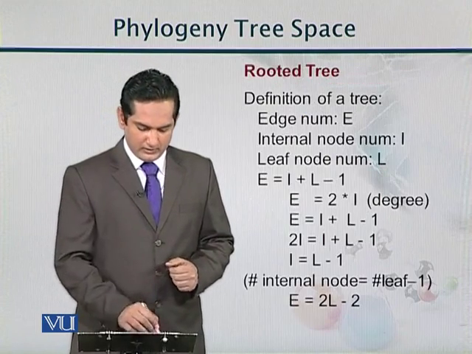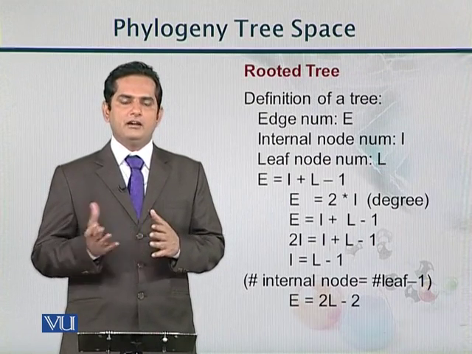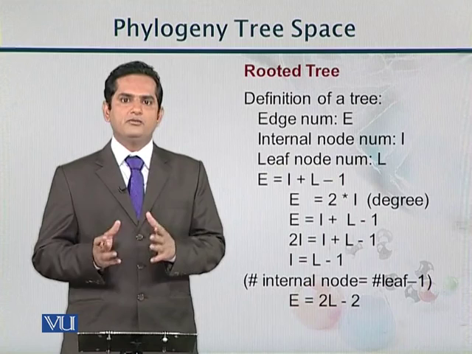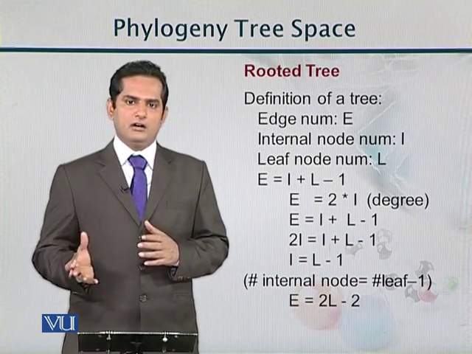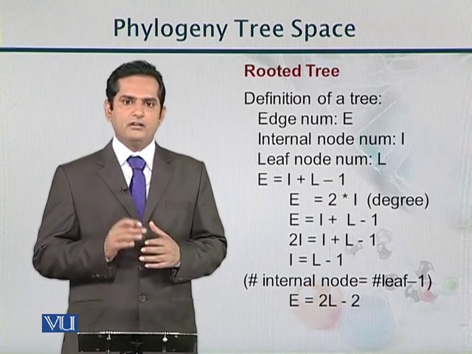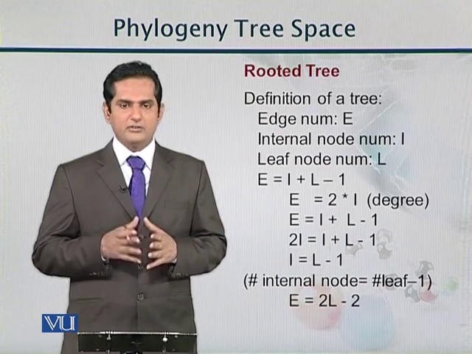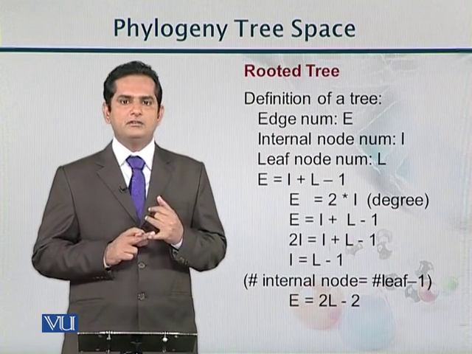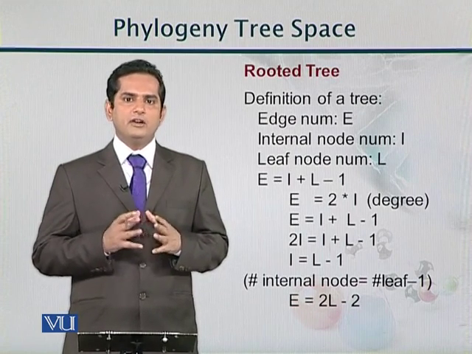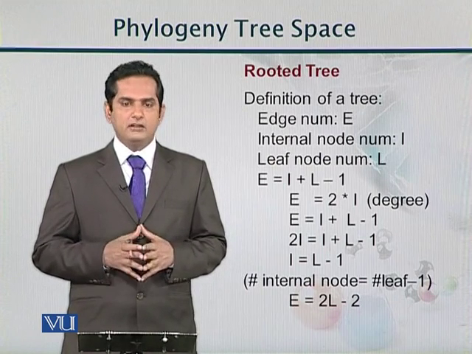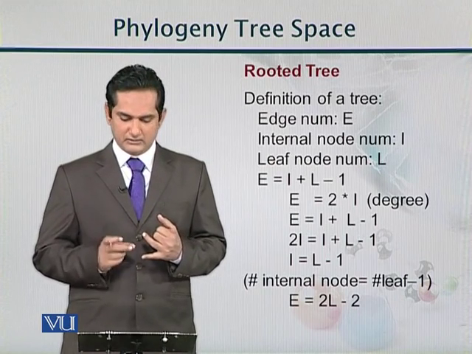So if we use some definitions from the tree data structure and apply them to our phylogenetic trees, then we can see that as n increases, we have a different number of trees for n sequences, for rooted and unrooted trees. Let's start with some assumptions: the edge number is denoted by E, the internal node number is I, and the leaf node number is L. As you know, E is equal to I plus L minus 1, which is the internal node number plus the leaf node number minus 1, and that gives us the edge number.